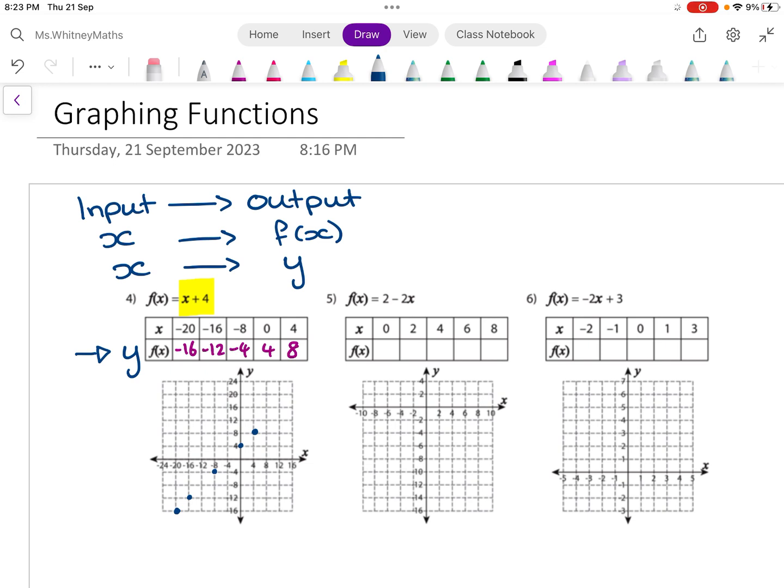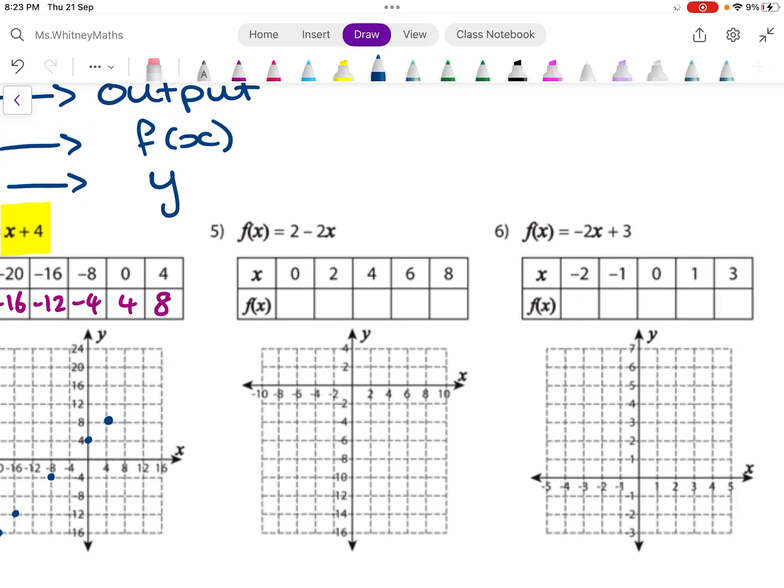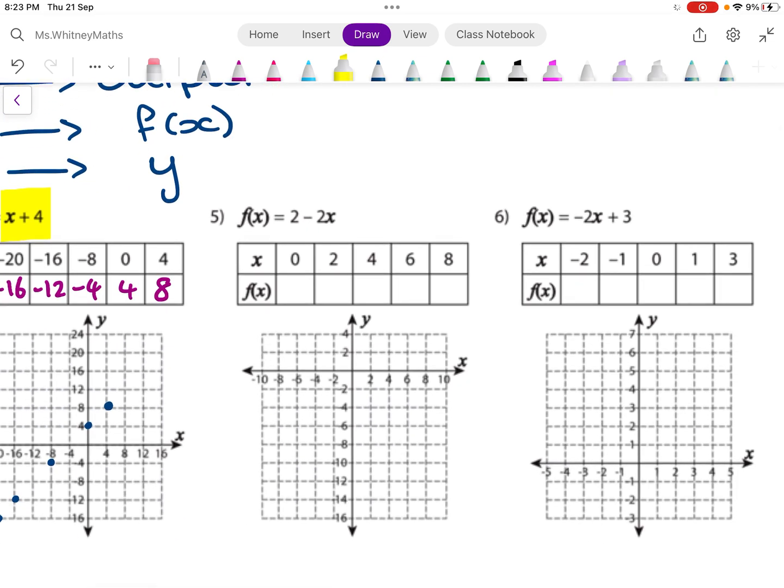Okay, so for question 5, we're having a little look now and we're going to treat this. We're going to do 2 minus 2x. So, I sometimes try to help myself here and write in what 2x would be. Okay, so 2x would be 0, 4, 8, 12, and 16. The reason I want to work out 2x is because I have to do two things. Now I just have to do 2, take away the number I have here.